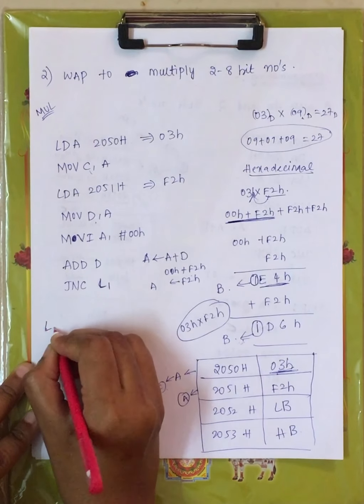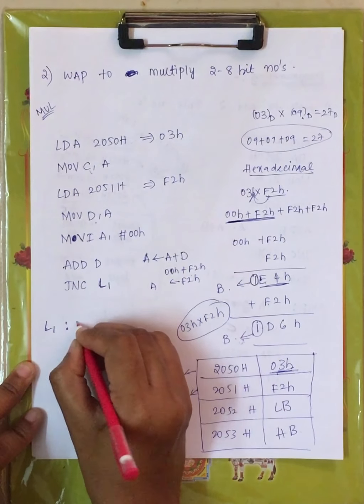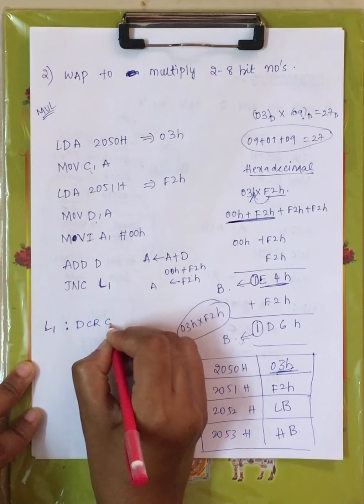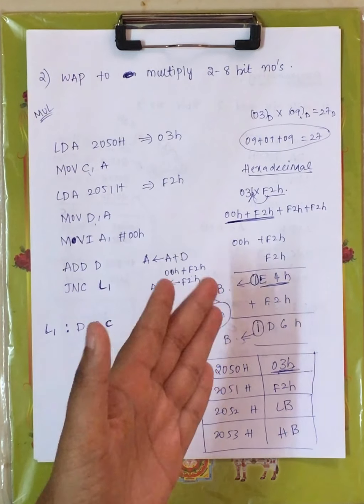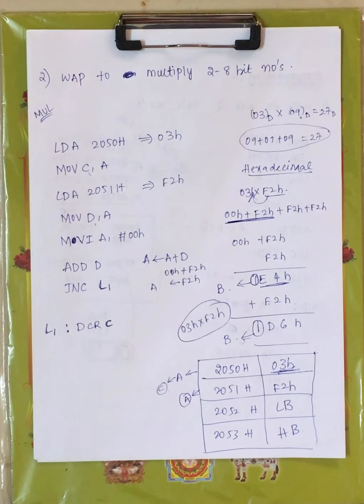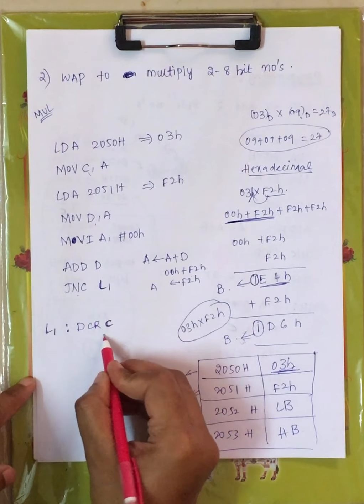Now what is L1 here? Decrement C. You have to add 3 times in order to get the result. Now if there is no carry, this has to decrement.